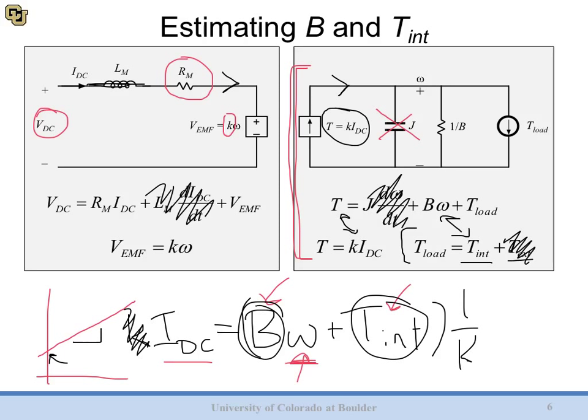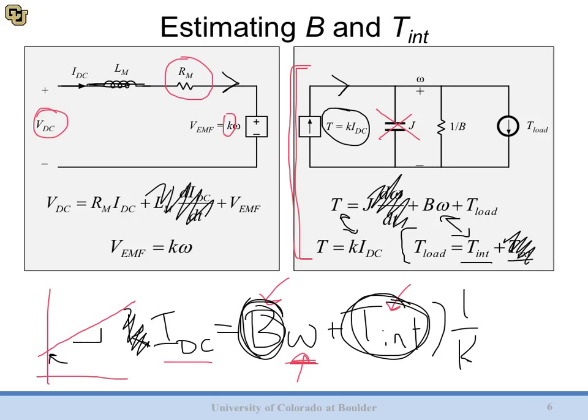So we can do that pretty easily in Excel. In fact, if we took enough data points from our previous step where we estimated K, we should already have all these measurements taken. We don't need to take them again. And from this we'll get two of our parameters. We're going to end up with B, and we're going to end up with T int.